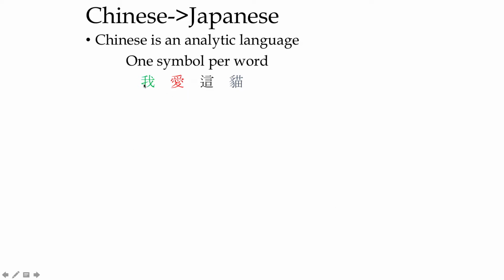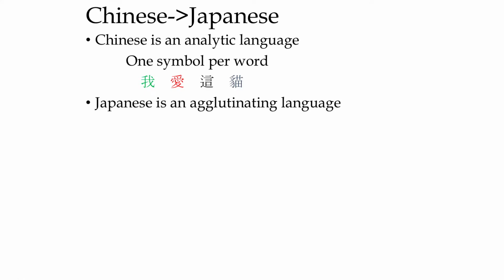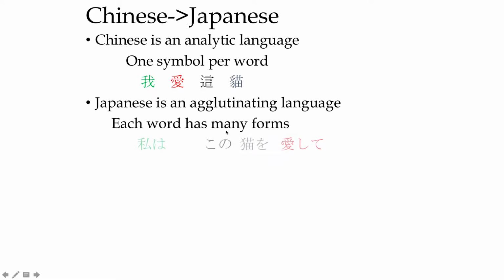So basically this sentence, 我爱只猫, I love that cat or this cat. Basically each morpheme is one word, each word is one morpheme, and these are color-coded here. Japanese, on the other hand, is an agglutinating language like Korean, where a single word can have lots of morphemes in it. Each word could have many different forms depending on the context or the occasion of its use, whereas in Chinese, each word will basically just have one form.